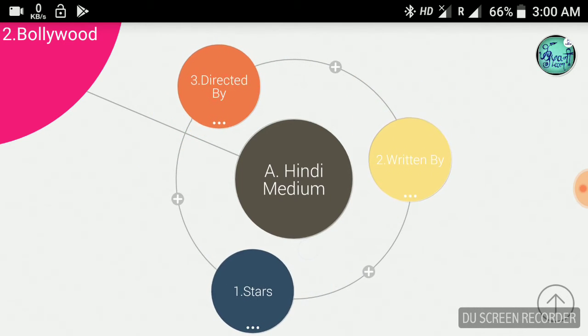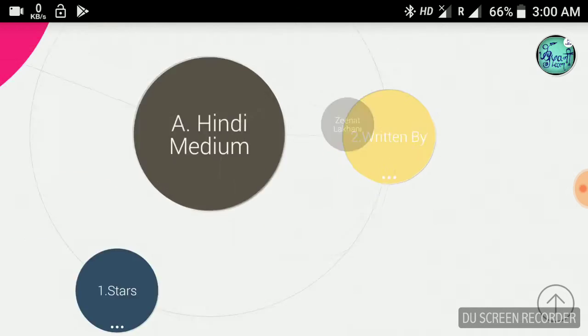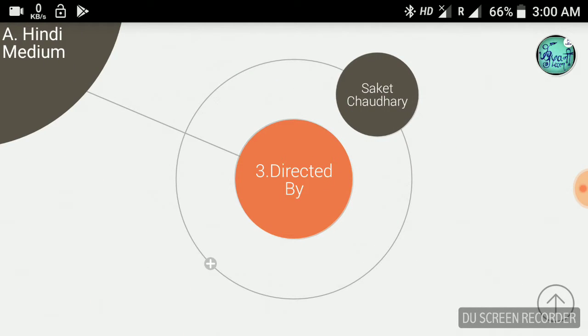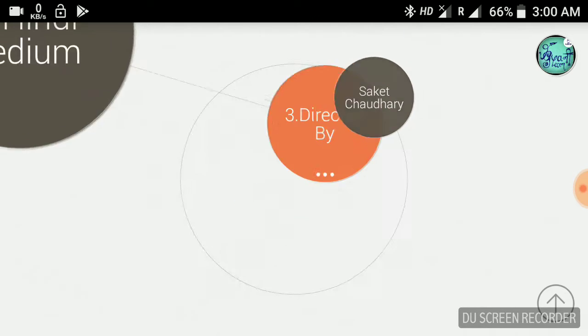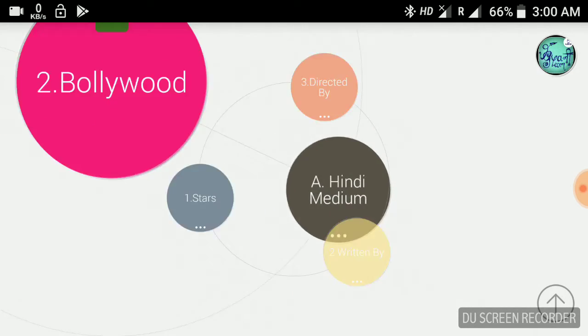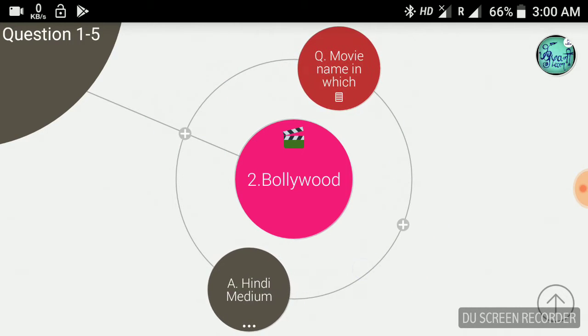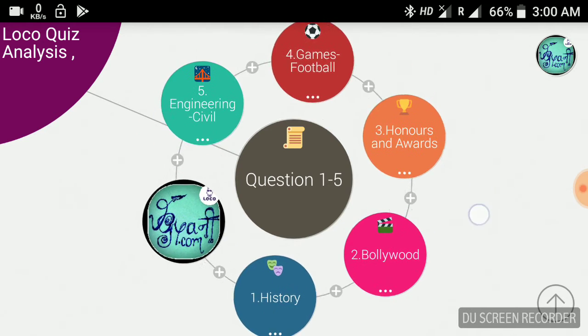And the next one is that the story is actually written by Zeenat Lakhani and directed by Saket Chaudhary. So these are the two basic people behind this beautiful story, this motivating story. It just made me so motivated at the time when I watched the movie.